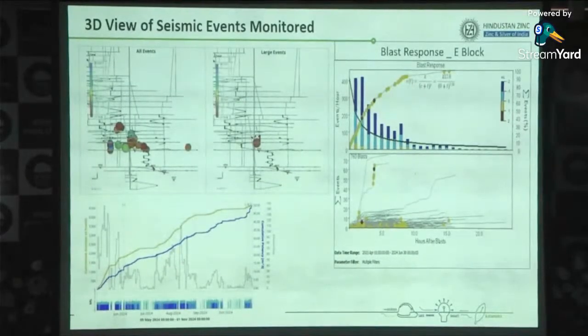Let me tell you, sir. If any event with magnitude more than 0.5 happens, in the control room of the mine we can get the coordinates. Okay, in this stope we have a seismic event, so they immediately remove the manpower from the surrounding areas. A 0.5 magnitude event has happened.